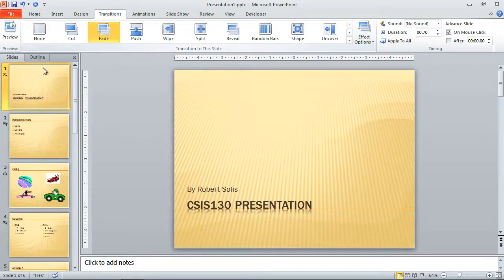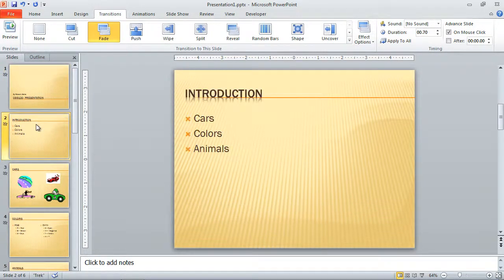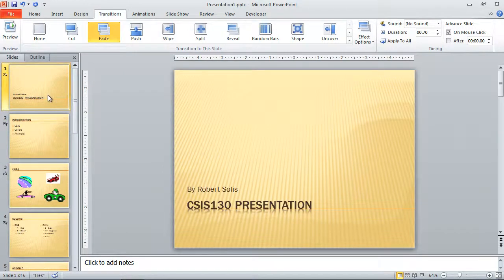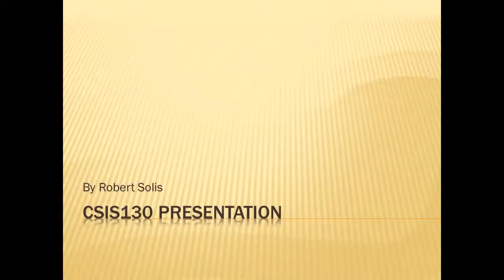One of the things that I want to do specifically for slide number 2 is that I don't like how my talking points automatically appear. As soon as I get to the introduction slide, users now know that I'm going to be talking about cars, colors, and animals. Let me show you what I'm talking about. So when I start the presentation, here's the title slide. Here's slide 2. Already I'm giving away what I want to talk about: cars, colors, and animals.